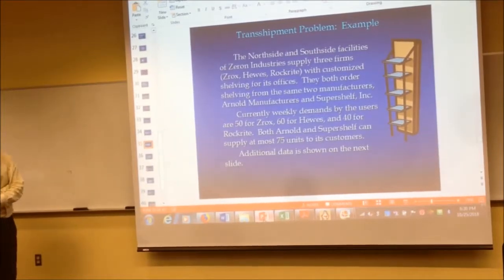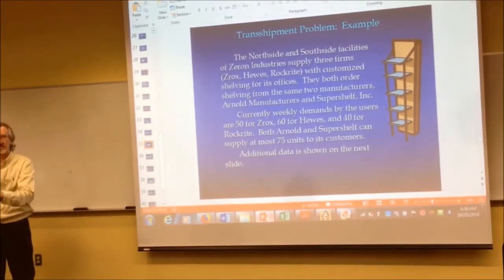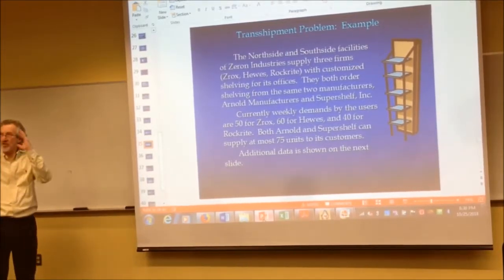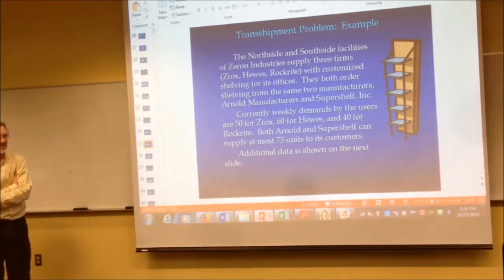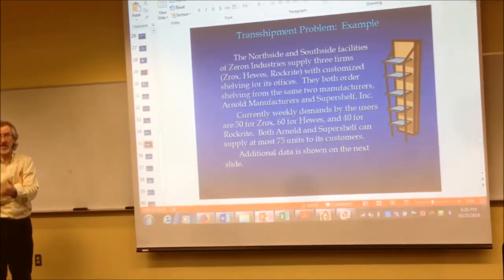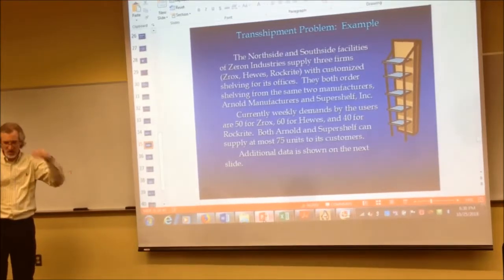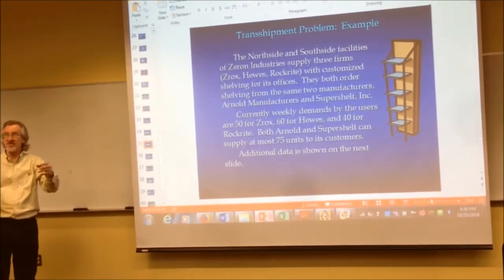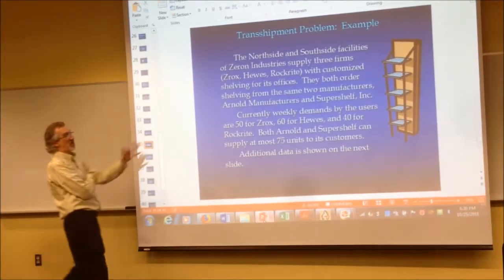The north side and south side facilities at Xeron Industries, that's us. I'm telling you, the key to these is you've got to zip that imagination. That's how I find it easy to come up with what the decision variables are. I literally imagine that this is really something I have to do. And then all of a sudden it dawns on me, oh, what about this? What about this? And then I realize what decisions have to be made. You've got to get that imagination going as you're reading this.